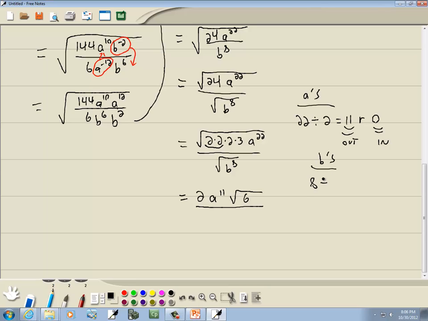Down below are b's. Our power is 8. Divide by our index, which is 2. It's a square root. So that gives us 4 with a remainder of 0. So we're going to have 4 b's come out, and we'll have 0 stay in. So we've got b to the fourth. And our radical disappears since there's no b's left inside. And that's our answer.